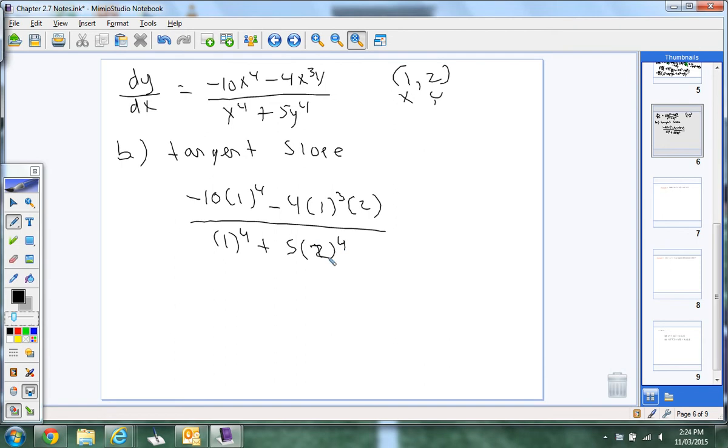Okay. So the top, when you work that out in your calculator, you're going to get negative 18. The bottom is going to be 81. This reduces to negative 2/9. So negative 2/9 is the slope for that tangent line. That's all it wanted. Didn't want the equation, so we stopped there.